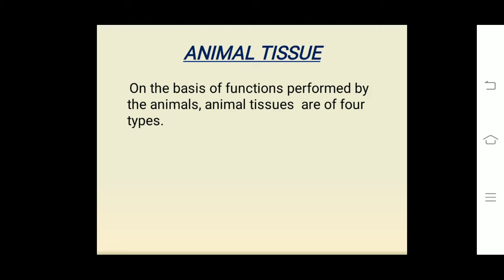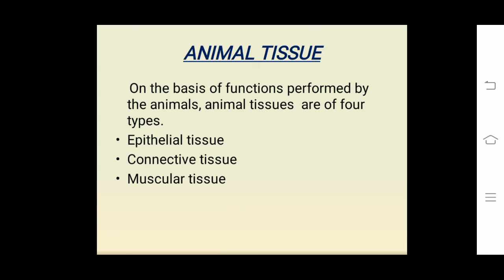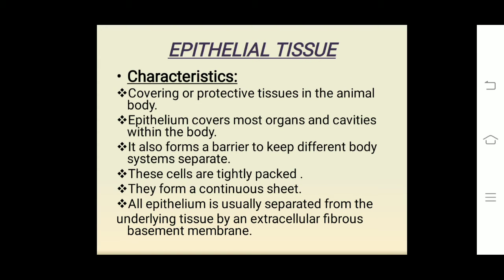On the basis of the functions performed by the animals, animal tissues are of four types: epithelial tissue, connective tissue, muscular tissue, and nervous tissue. Let's study about epithelial tissues first.